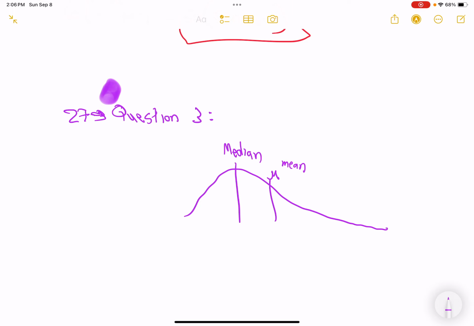Our options are A, the mean is affected by the skewness, whereas the median is not. All right, already you should be like, A is the answer. I feel like A is definitely the answer. Why? Because the median is not affected really at all by the skewedness, and the mean is impacted.